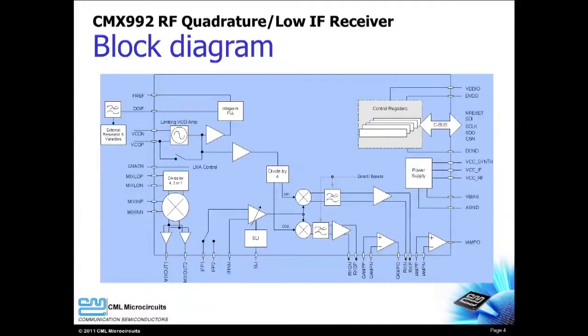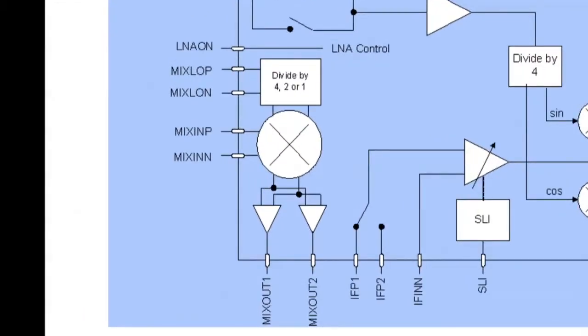Let's take a closer look at the CMX992. An external LNA amplifies the RF signal, and the CMX992 provides a control signal for the external LNA. The RF signal from the external LNA is applied to the differential input of the CMX992 first stage RF mixer, which has excellent linearity and noise figure.